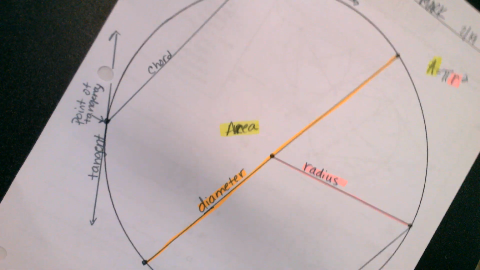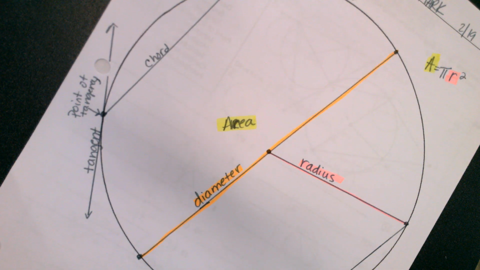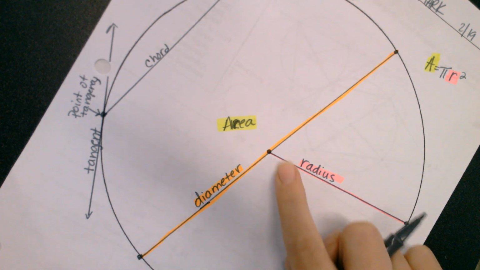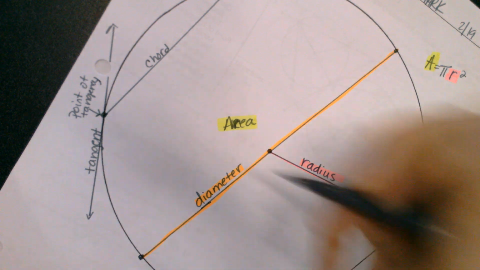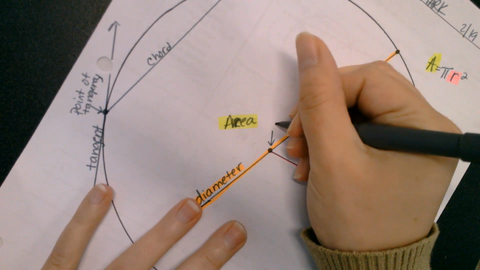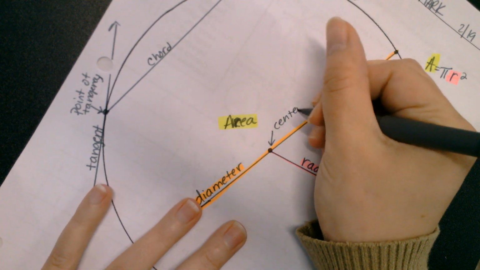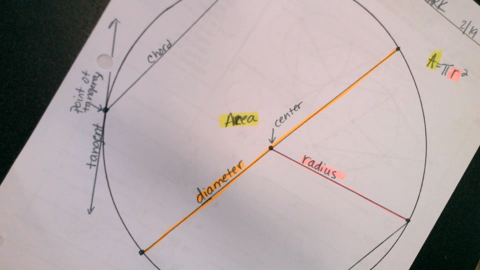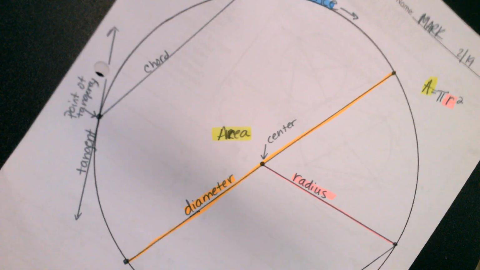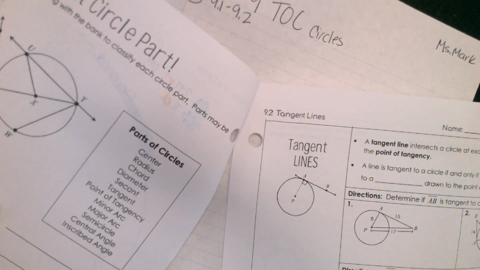Did we get all of them? We got our secant, we got our chord, we got our tangent, we got our point of tangency. You know where the center is. The center is right there. So if we want to label our center, we can. Okay, let's go back in. I want to double check. I'm going to look on my vocab sheet and make sure that I got everything. I have the center, the radius, the chord, the diameter, the secant, the tangent, the point of tangency. The rest of them are angles and arcs.